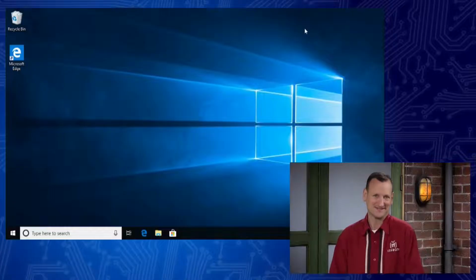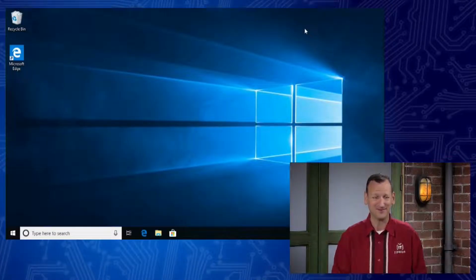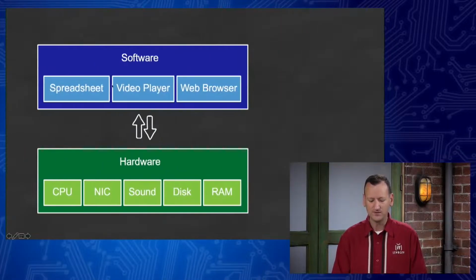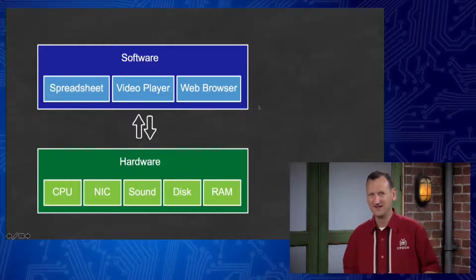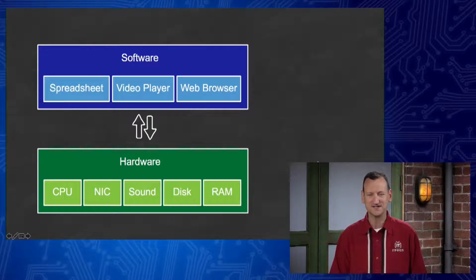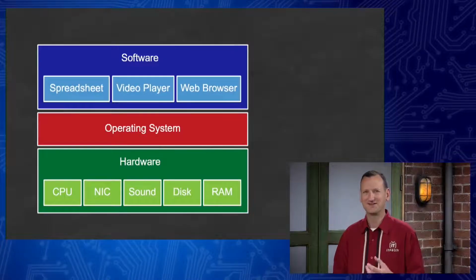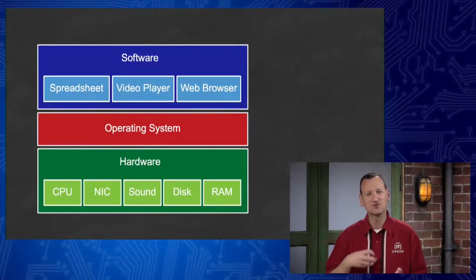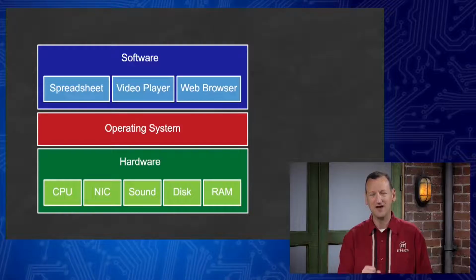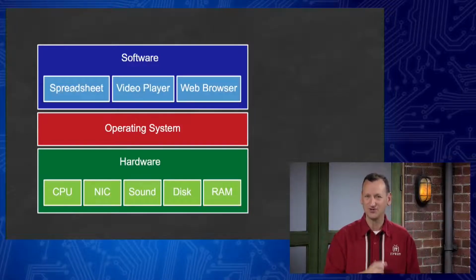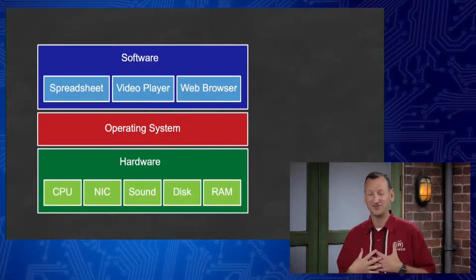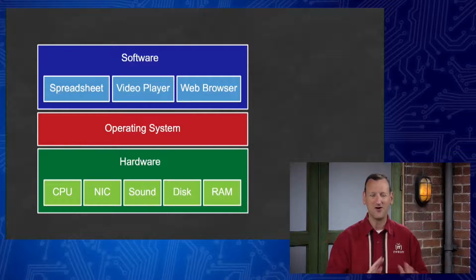They think, I just want to launch a web browser. I don't care about the hardware behind the scenes, right? So users think in terms of their software, spreadsheet, video player, web browser. That's what they think of, right? They don't think of all the hardware behind the scenes. Meanwhile, in between is our friend, the operating system. The software is running on top of the OS, and the OS is talking to the hardware for us so that we don't have to think about it. It's handling all of that.